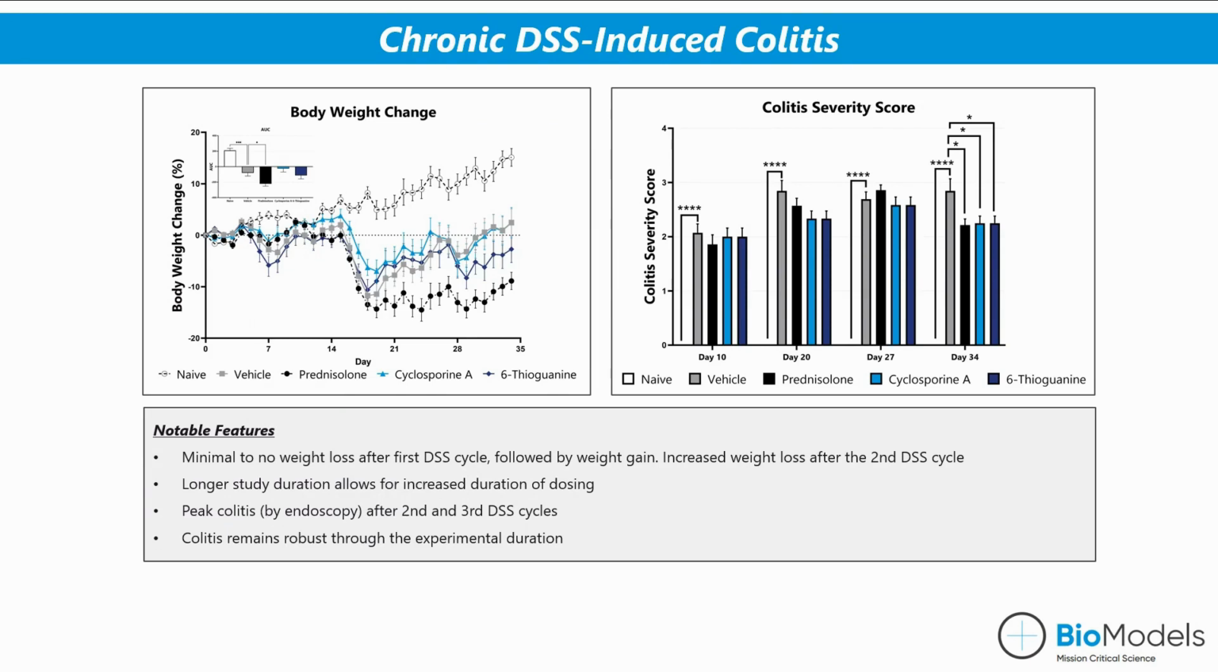Peak colitis, as assessed via endoscopy, is seen after the second cycle of DSS around day 20. Colitis remains consistent through the end of the study, where improvements in scoring with reference compound treatment can be observed on day 34. The longer study duration here allows for extended test treatment dosing.